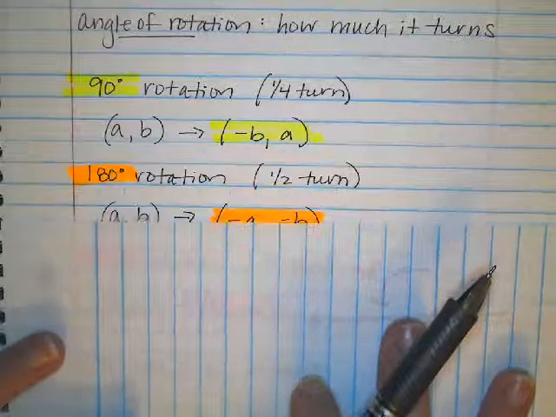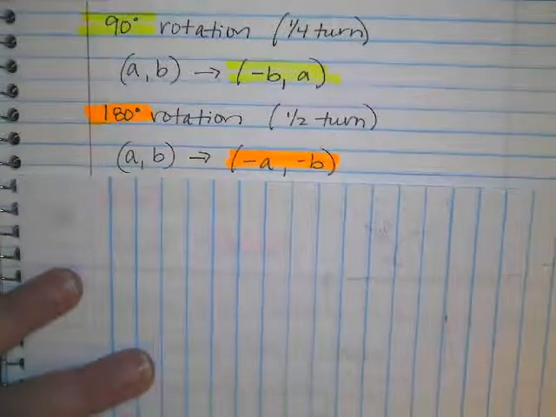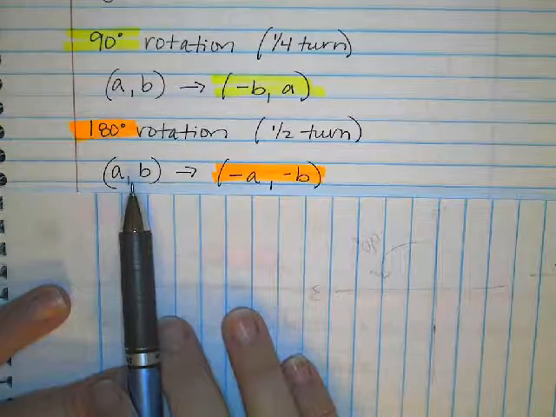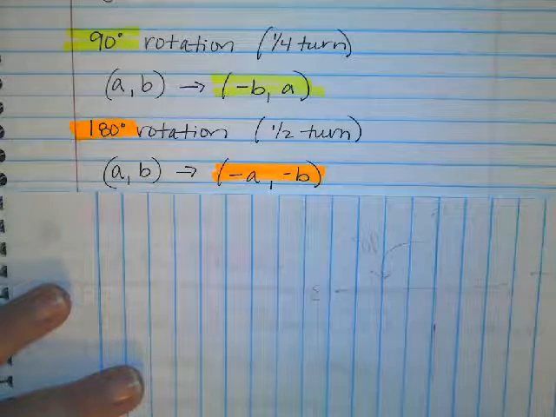The next turn is 180 degrees. 180 is a half of a turn. And again, I'm going to take this time my point, any point that I want to start with, and I keep them in the same location, but they each get a sign change.